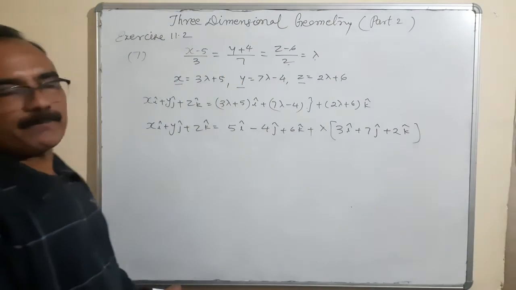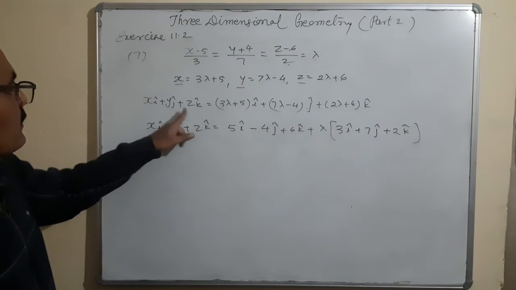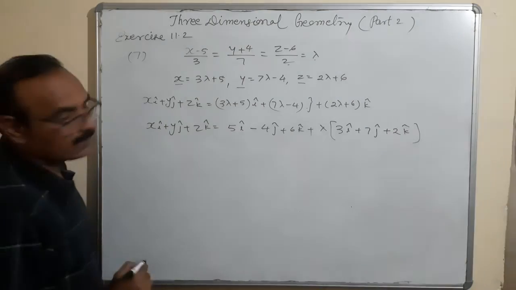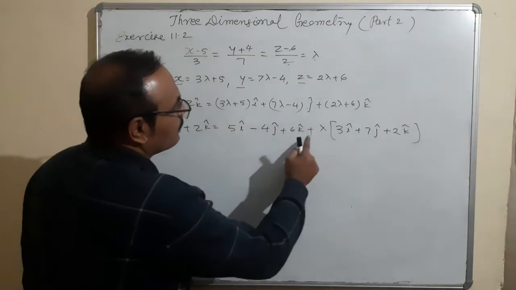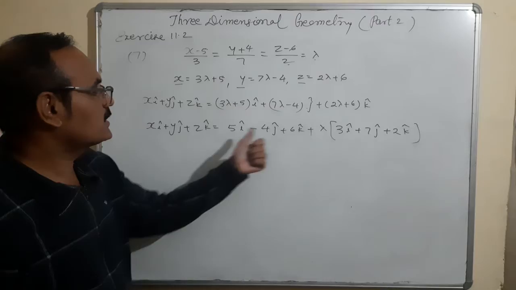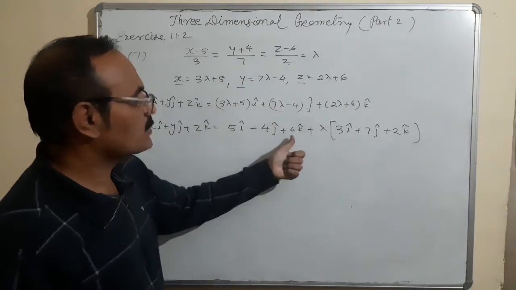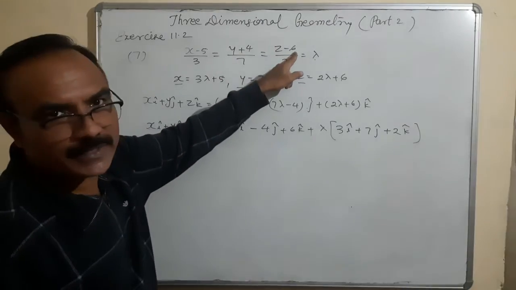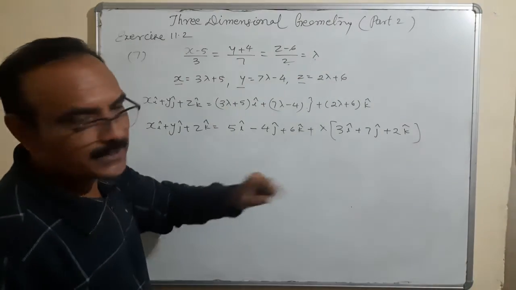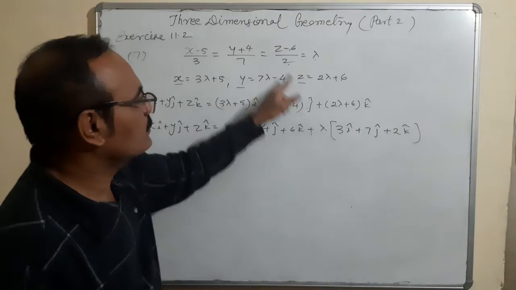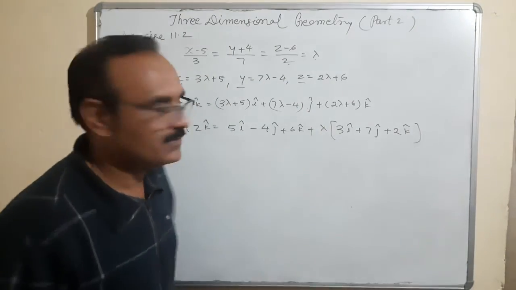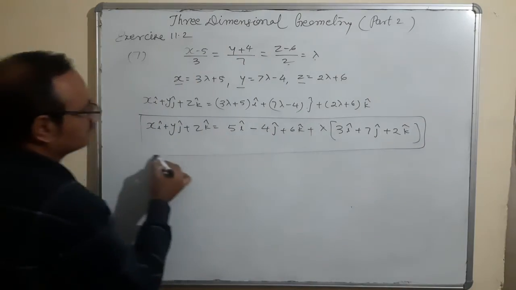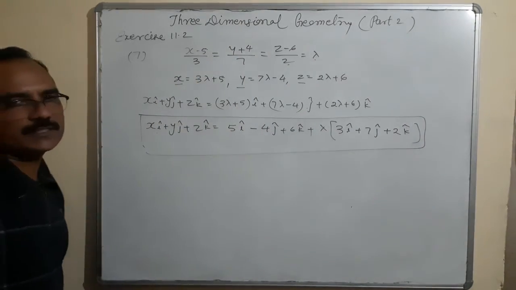Is it okay? What is this? Vector r is equal to vector a plus lambda vector b. What is this? The point 5, minus 4, 6 is where the line is passing from. And the direction ratios of the line are 3, 7, 2. Is it okay? So this is the vector form of the line.